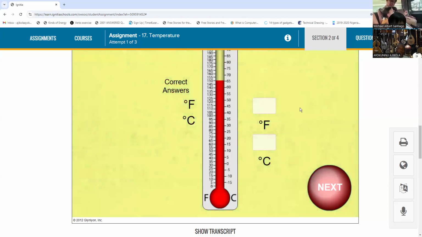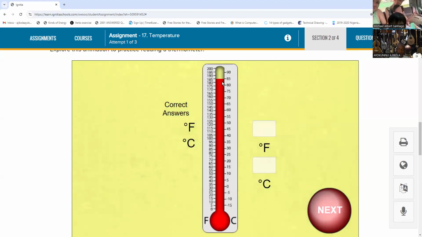Then let us go to this one. We have 185 and 85, or maybe it's not up to 85. So if we put 185 here, maybe this is 84, you know. It's incorrect. It's supposed to be 85, okay?